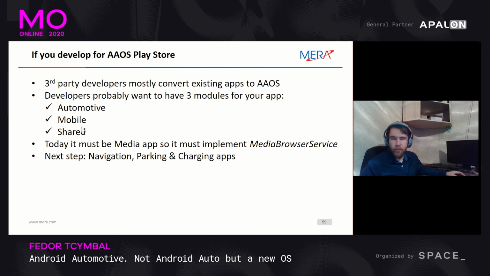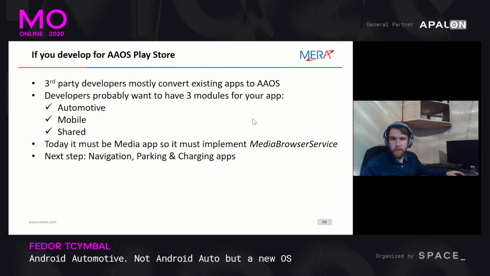And today, the only type of app which is actually supported for automotive Play Store is media apps. So basically music players and podcasts and all this kind of stuff. This is the only type of app that right now you can develop for Play Store. This is probably going to change very soon. I think the next step will be something around navigation, parking, and charging apps.